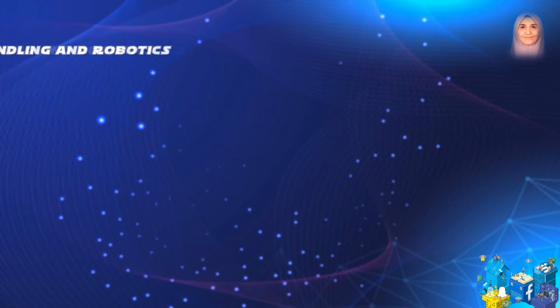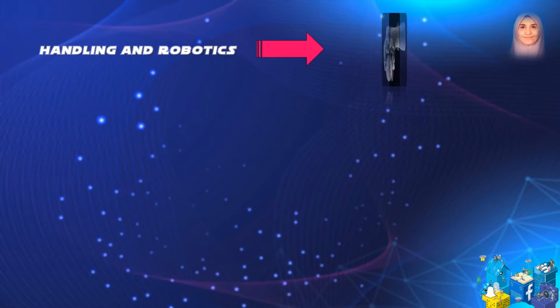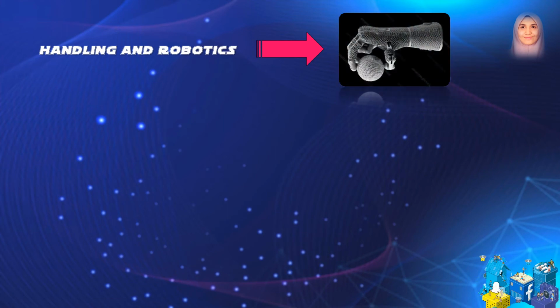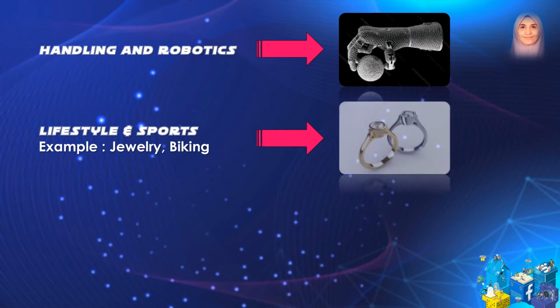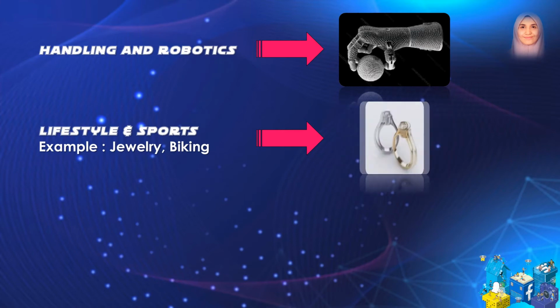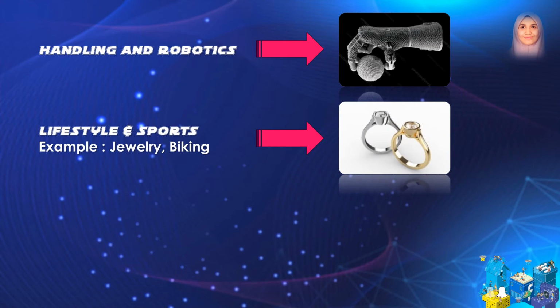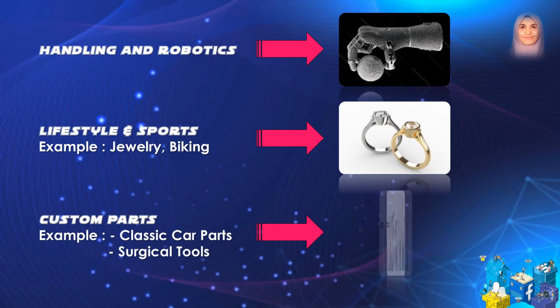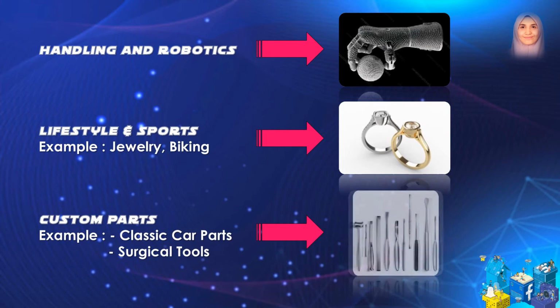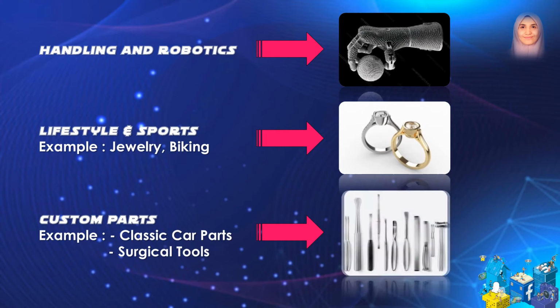Additive manufacturing also can be applied in handling and robotics. For example, parts in a robot can be made by using these additive manufacturing processes. Lifestyle and sports are also involved in additive manufacturing, for example, in jewelry, biking, and many more. And the last one is custom parts. Additive manufacturing can also manufacture classic car parts and surgical tools.